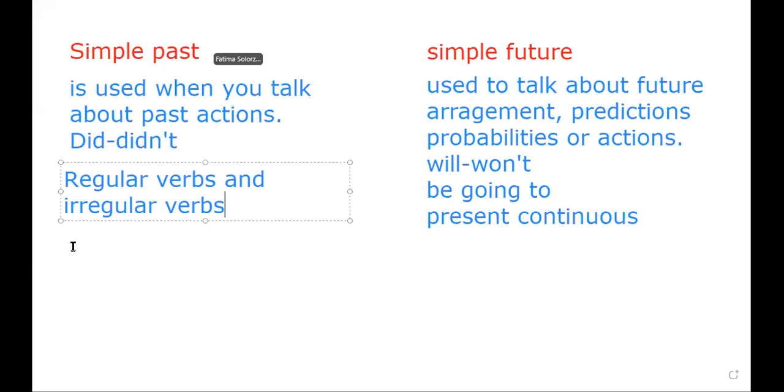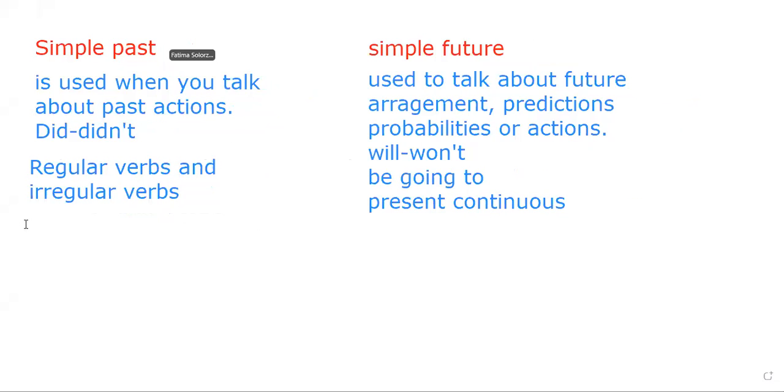Okay, let's see right now. For example, if I say talk, in simple past is talked. But what is the pronunciation? The pronunciation in this case is with the letter T sound at the end of the verb. Talked. Okay. These are regular verbs, okay?